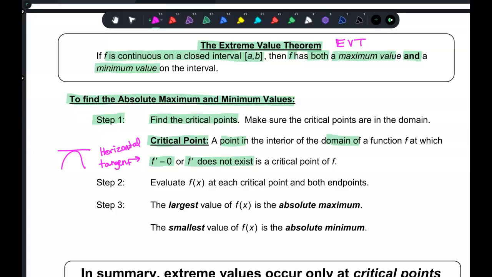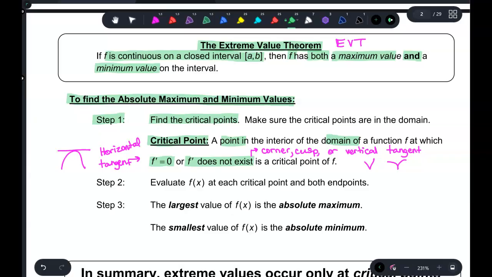Now remember, critical points have to be in the domain, so there has to be continuity there. So just keep in mind, the only situations we have here would be a corner, cusp, or a vertical tangent. If you think of a corner or a cusp, that could be a minimum, that could be a minimum.